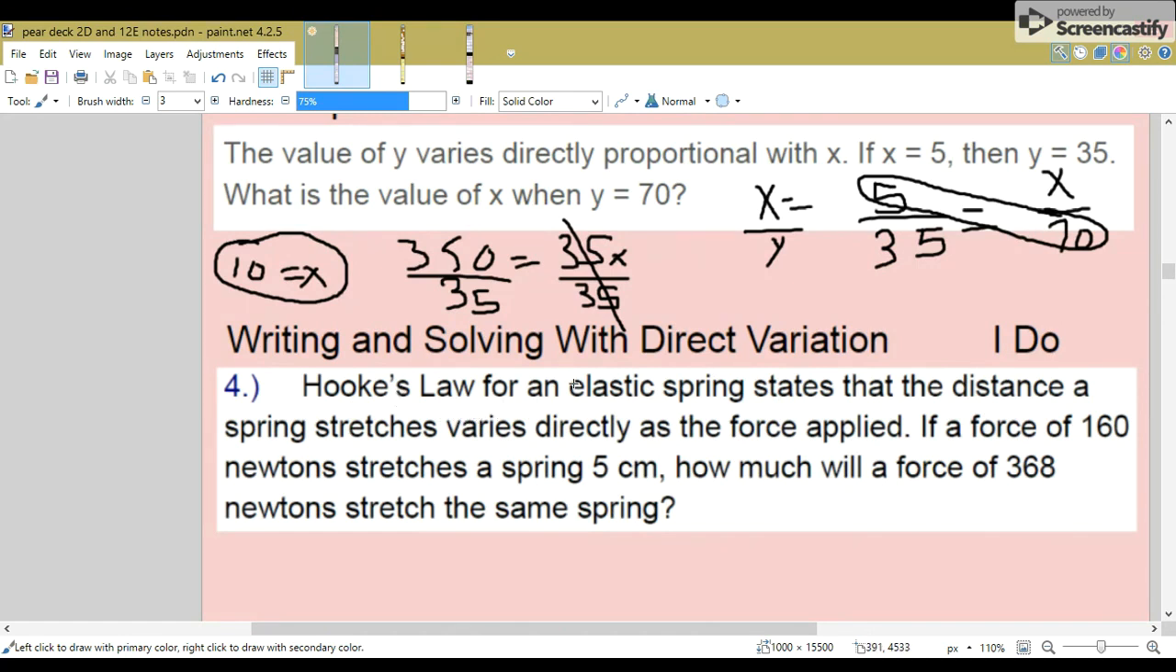Hooke's law for an elastic spring states that the distance a spring stretches varies directly as the force applied. If a force of 160 newtons stretches a spring 5 centimeters, how much will a force of 368 newtons stretch the same spring? We want to underline, highlight, or circle our numbers.